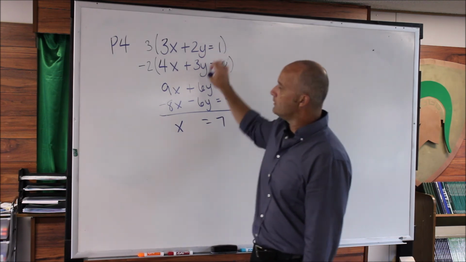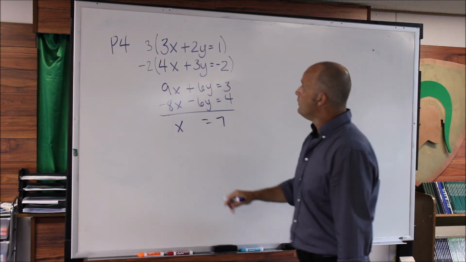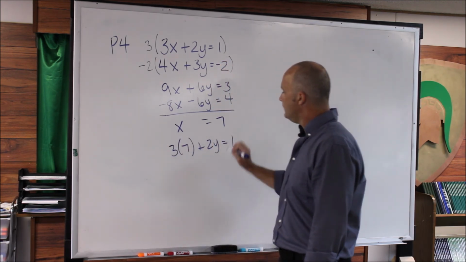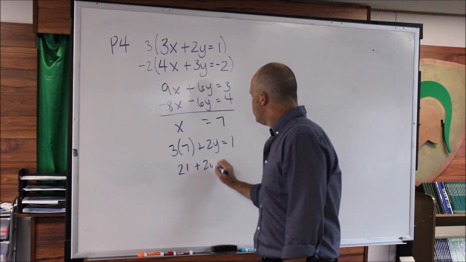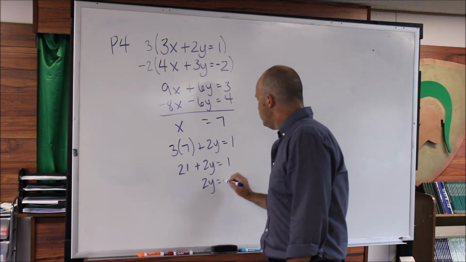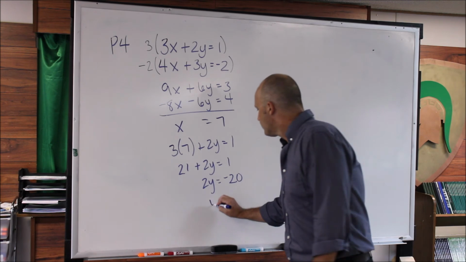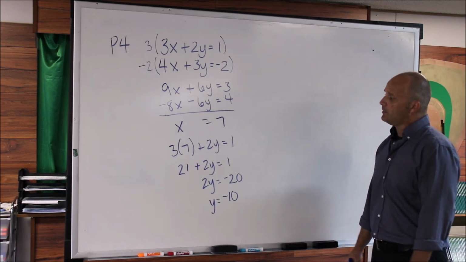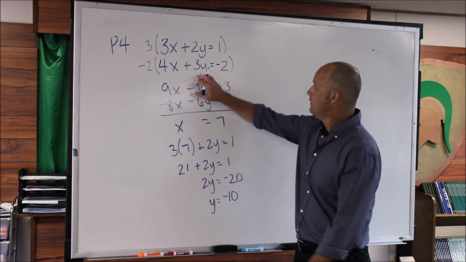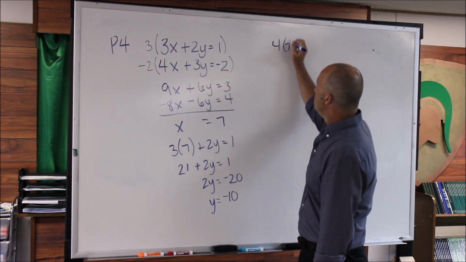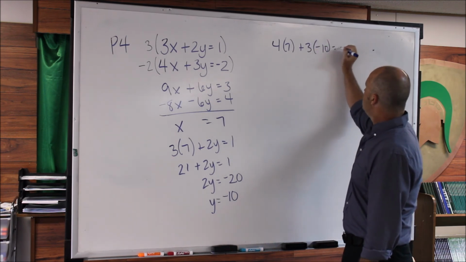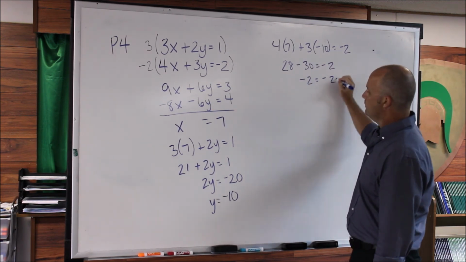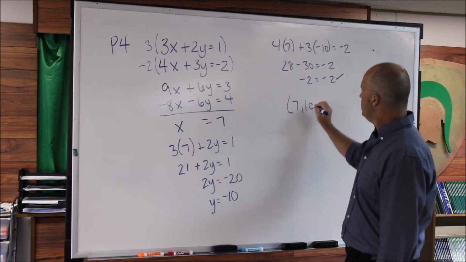Now we take that 7 and plug it back into one of the originals. So we've got 3x plus 2y, so I'm going to go 3 times 7 plus 2y is equal to 1. So 21 plus 2y is equal to 1. So 2y is equal to negative 20, and y is equal to negative 10. Okay, so now the next step in the process, I've got x equals 7 and y equals negative 10. Go back and check this. So 4 times 7 plus 3 times negative 10 equals negative 2. So 28 minus 30 equals negative 2. Negative 2 equals negative 2. Checks out. So the solution is 7 and negative 10.